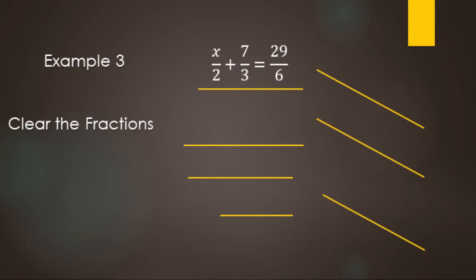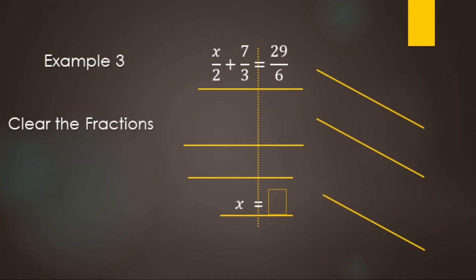All right, for this example, we have x over 2 plus 7/3 equals 29 over 6. Our variable's on the left, so at the bottom of our page, this is the way we want it to look. Now, this might be a brand new strategy to you. It's called clearing the fractions. What we actually want to do is get rid of all the fractions, so that we only have to work with whole numbers.